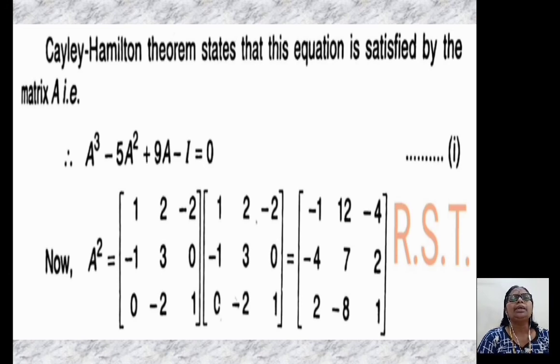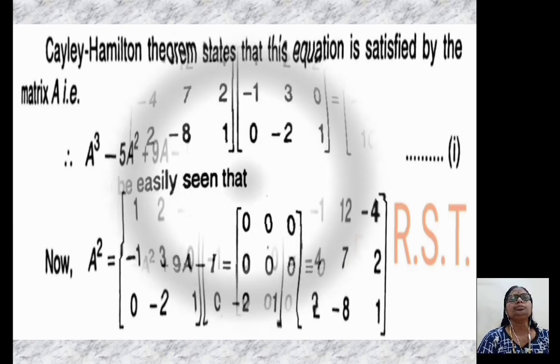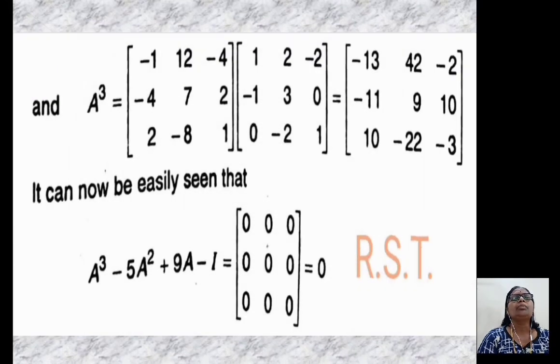Then calculate A cube. A cube equal to A square into A. Take the terms from the previous equations. Hence, A cube equal to, after simplifying, we get a 3 by 3 matrix whose first row is minus 13, 42, minus 2. Second row is minus 11, 9, 10. Third row is 10, minus 22, minus 3.